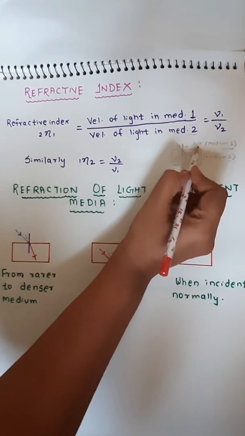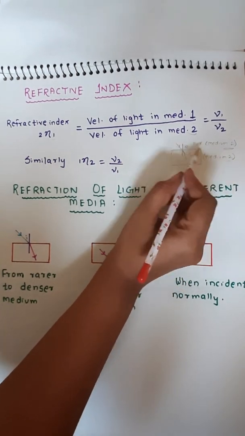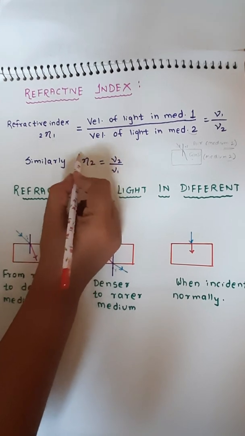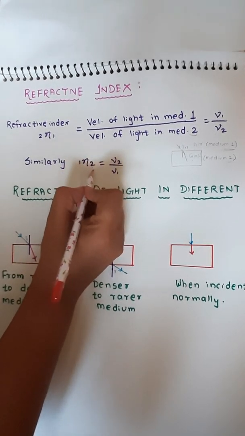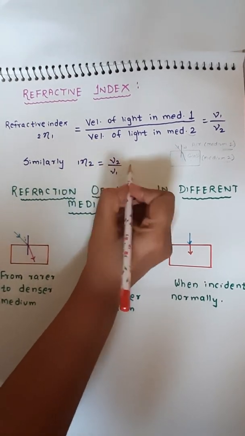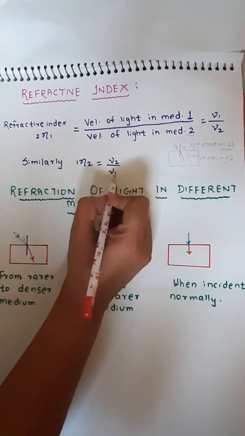Here I have considered air as medium 1 and glass as medium 2. Suppose I want to write it as 1n2. This is read as the refractive index of the first medium with respect to the second. So it is equal to V2 upon V1, the velocity of light in medium 2 upon the velocity of light in medium 1.